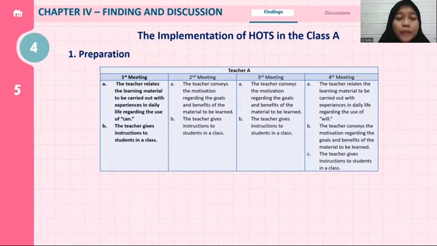All HOTS preparations carried out by the teacher are related to one of the 4 skills, namely communication skill. This is indicated by students who are seen to be actively communicating in the classroom.